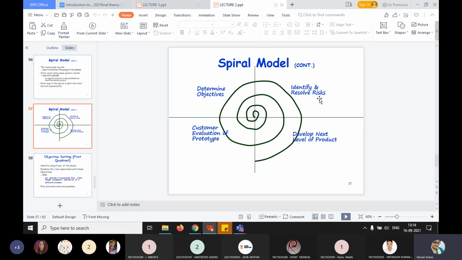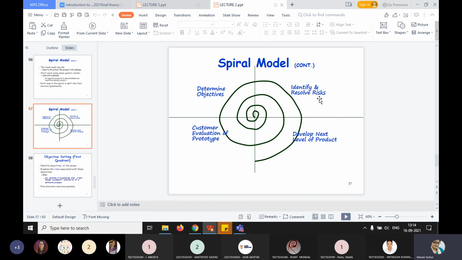So, next quadrant, in the third quadrant, you can see that in the third phase, it is given: develop next level of the product. So here you are developing the next level of the product, and in the fourth quadrant, you can see that customer evaluation of prototype is given. That is, here they are giving the review and planning for the next phase.